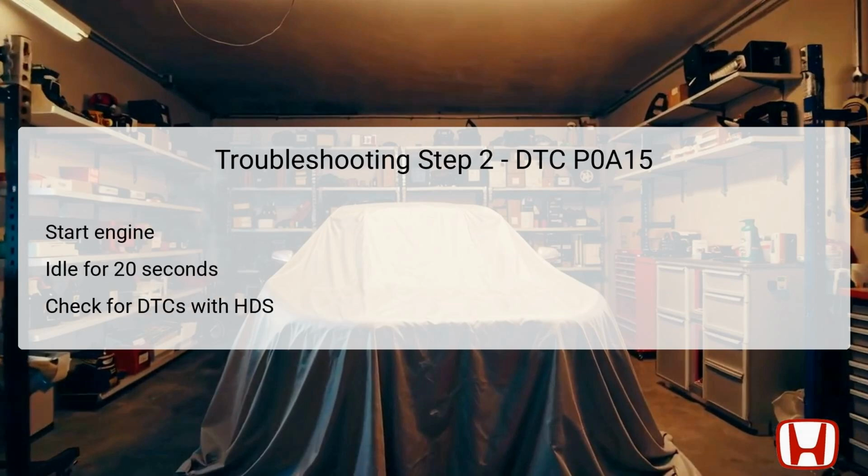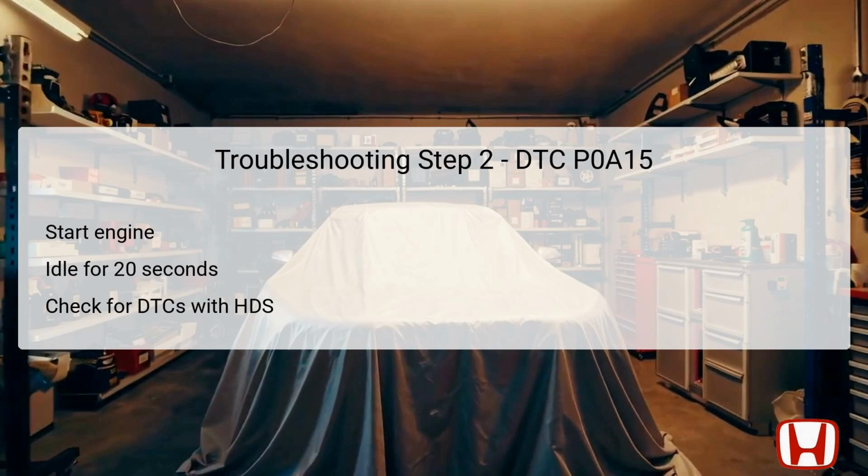After clearing the DTC, the next step involves starting the engine and allowing it to idle for approximately 20 seconds. This period is critical for the engine mount actuator to stabilize and obtain accurate readings from the HDS. Following the idle period, check the HDS once more for any confirmed or pending DTCs.